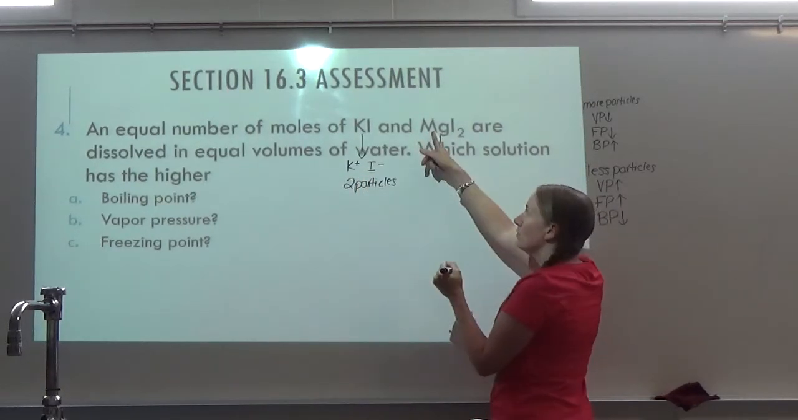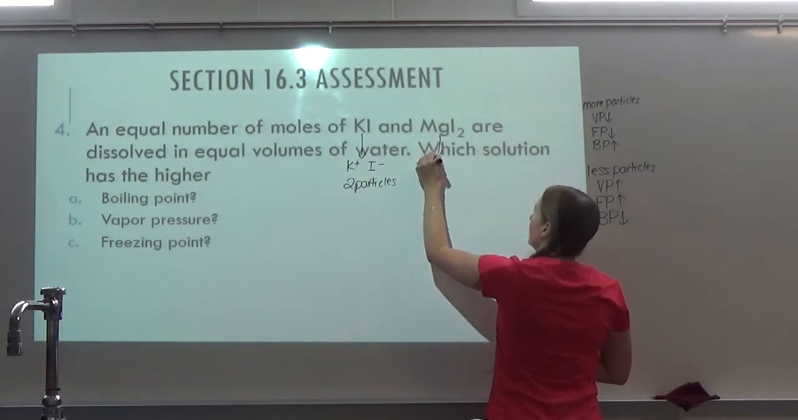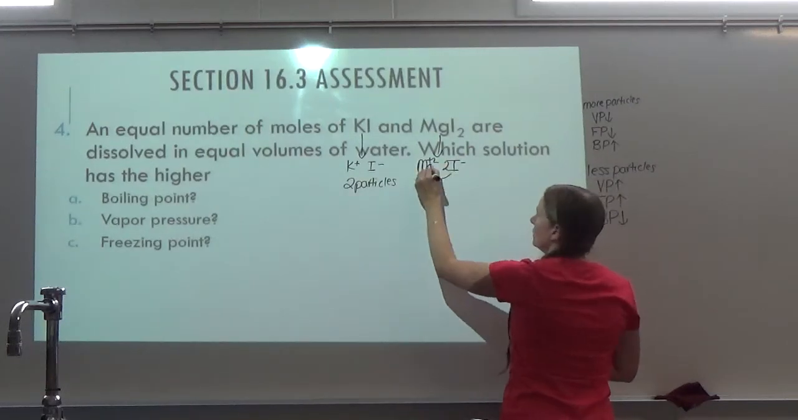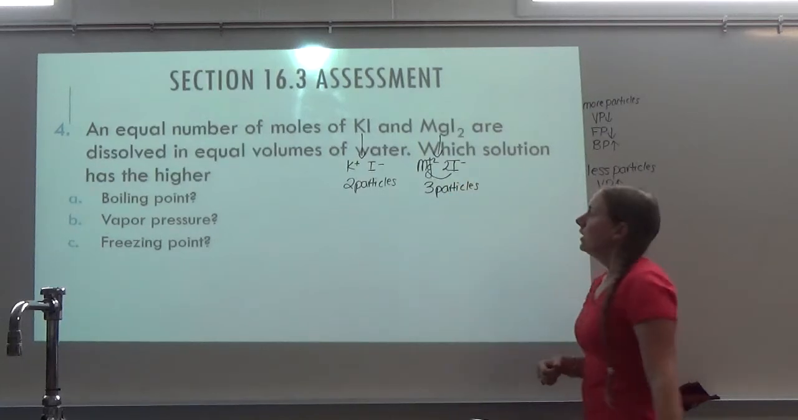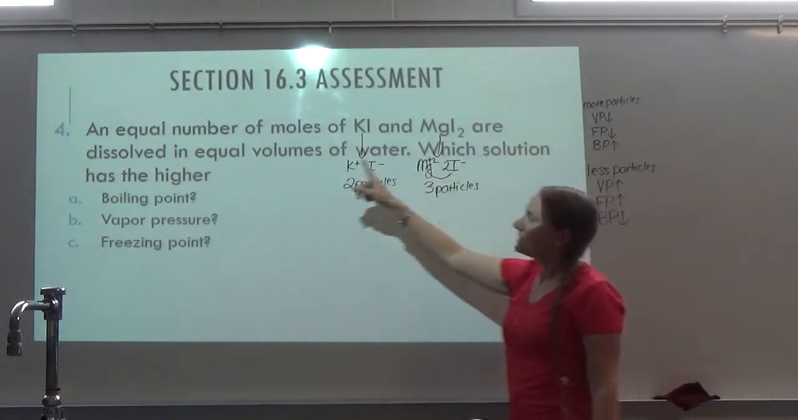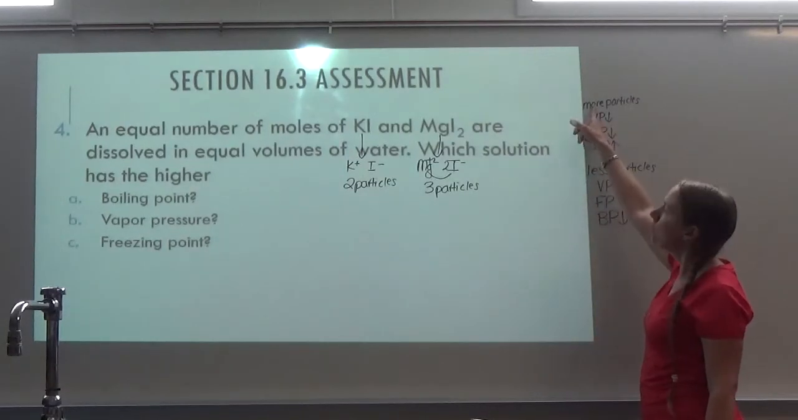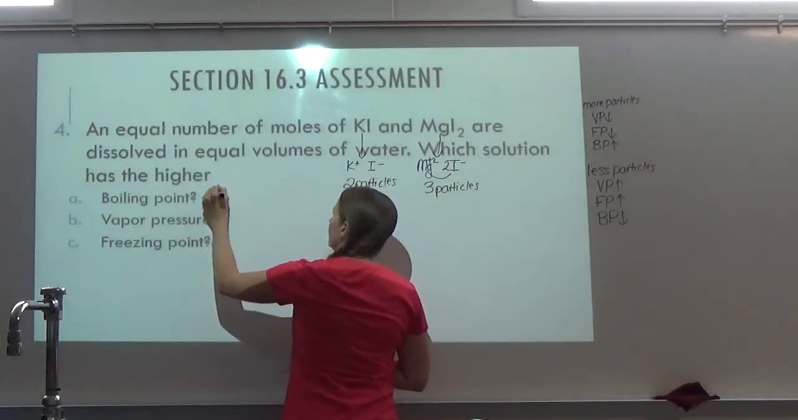MgI2: Mg is a metal, I is a non-metal, so it is also going to break up, but it's going to break up into Mg and 2 I's. So we're actually going to get 3 particles. Okay, so it says, which solution has the higher boiling point? Well, if I look, boiling point is higher with more particles. So who has more particles? MgI2.